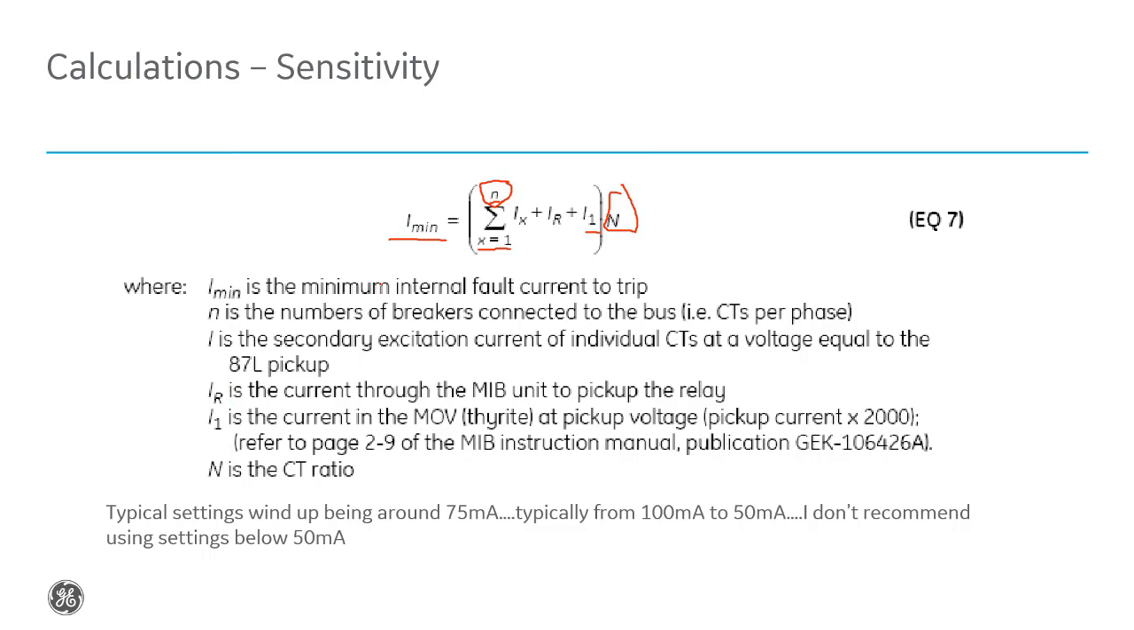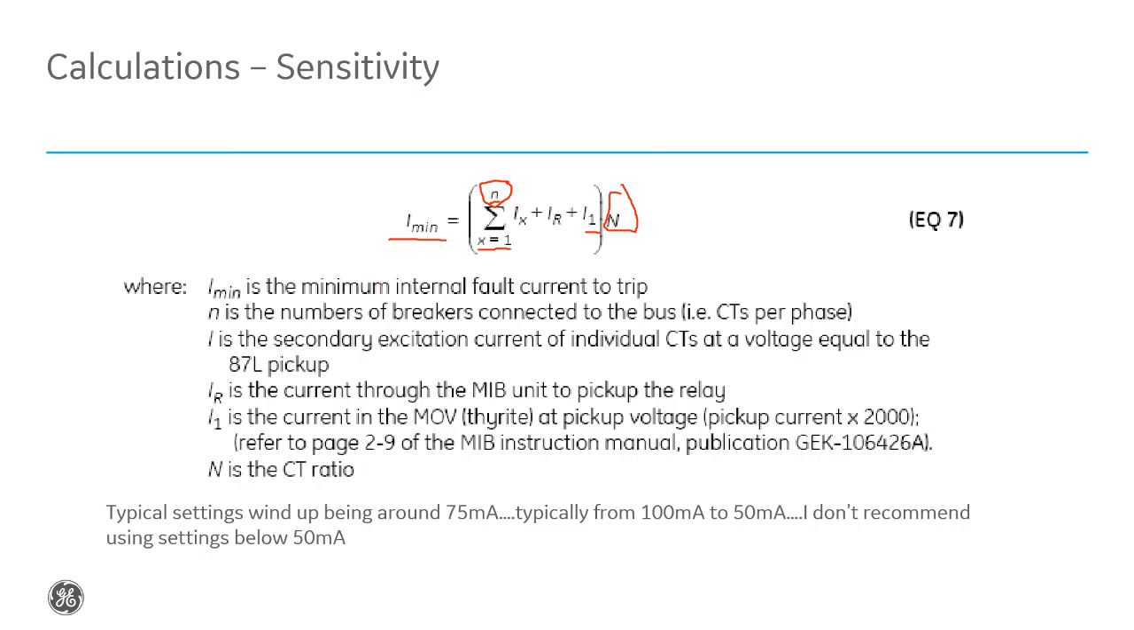Okay, so you're seeing this minimal sensitivity. I1, that's the current through the MOV. I think you heard me through that. IR is the current through the MIB to pick the relay. So that's the pickup setting. And this I right here is the secondary excitation current of the CT at the voltage equal to the 87L pickup. So we just calculated that 87L pickup at 0.183 amps.